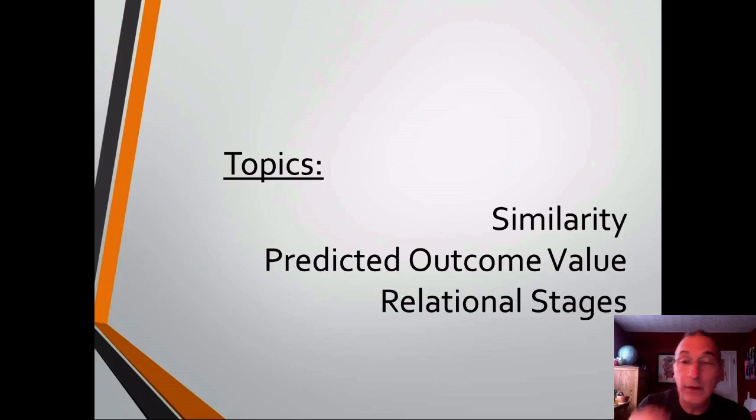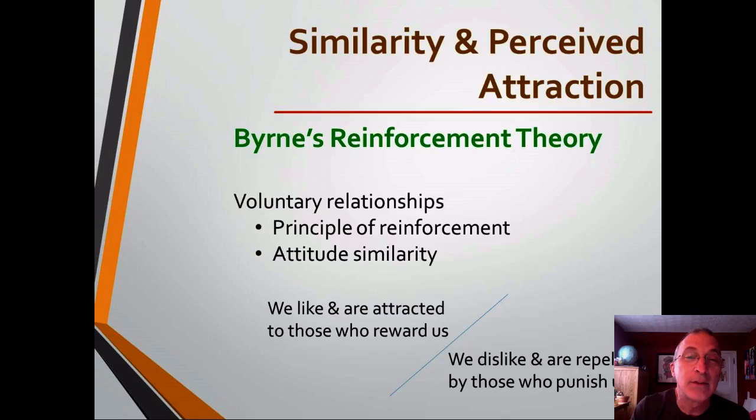And one of the first things we're going to talk about is similarity. Then we're going to talk about predicted outcome values and relational stages. And it's just the first part for this short video. Later on, we'll talk about other topics in other videos. So, first one is the Burns reinforcement theory, the idea of similarity and attraction.